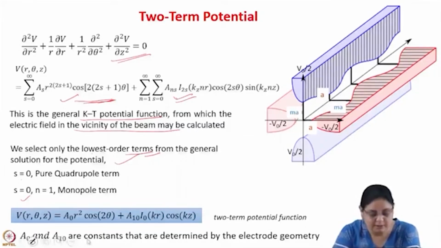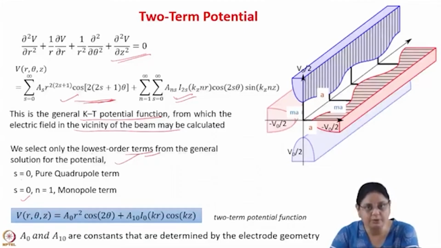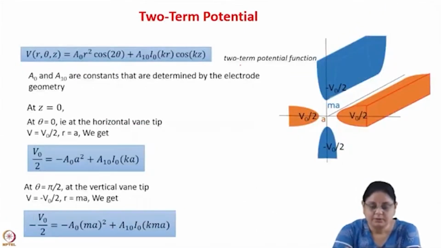Here A0 and A10 are constants that can be determined by the electrode geometry, and I0 is the modified Bessel function. So this is a simplified form of the potential for the RFQ. So this is known as the two-term potential function.